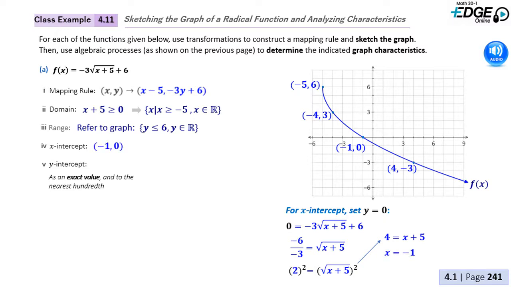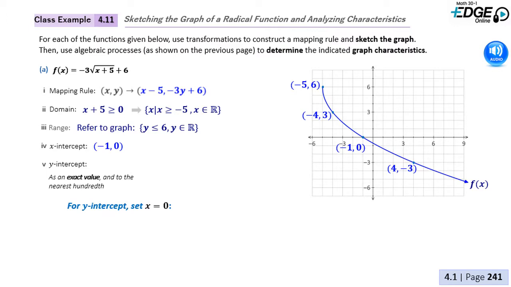I found in the past sometimes students get nervous when they get a negative answer because they say, I thought x had to be positive. Remember, x doesn't have to be positive, just the radicand has to be positive. So as long as that negative 1, when substituted into the x plus 5, keeps the square root having a positive radicand, or 0, you're okay.